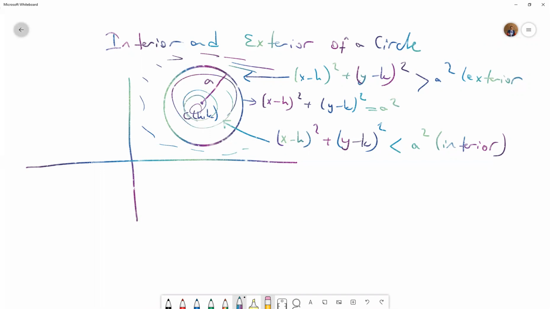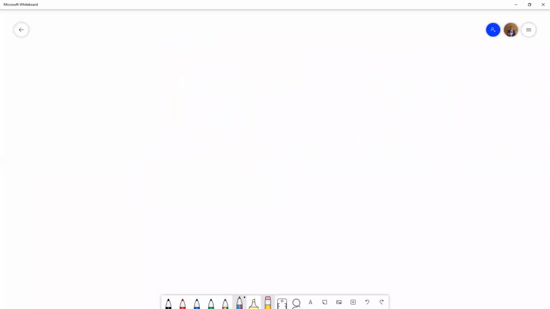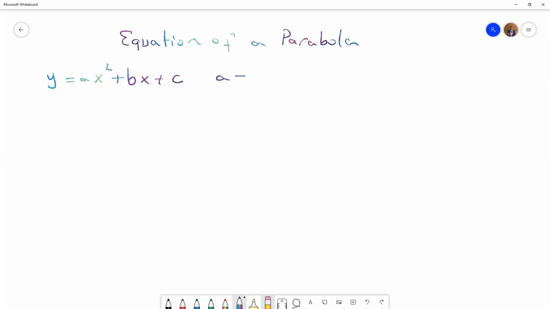Now, next subject is the equation of a parabola. Y is equal to ax squared plus bx plus c. You know, a is different from 0, it is a parabola.